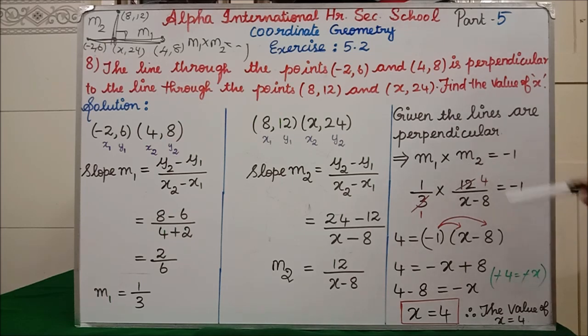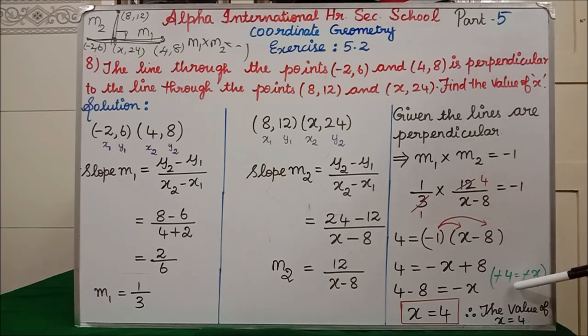So cancel this 3 and 12. We will get 1 times 3, 12 is 4 times. So 4 is equal to, cross multiply we are doing, -1 into x minus 8. Next step we are taking the -1 inside. So we will get -x, minus 8 will become +8. The next step I am taking the constants to one side and the variables to one side. So 4 minus 8 is what? We will get -4. Isn't it?